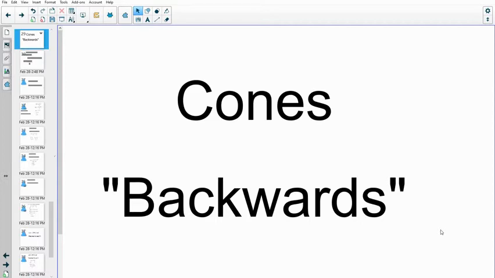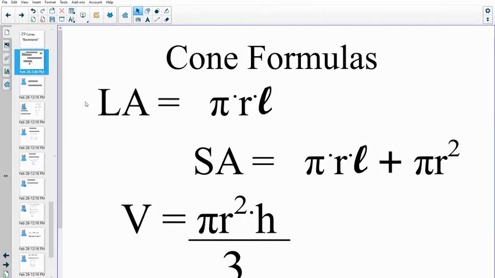Instead of me telling you what the radius and the height is and you having to figure out surface area and volume, I'll tell you the surface area or volume or something like that, and you'll have to work backwards and figure out some of the dimensions. But the formulas we're going to use are the same. These are the same formulas that you use for all cones.